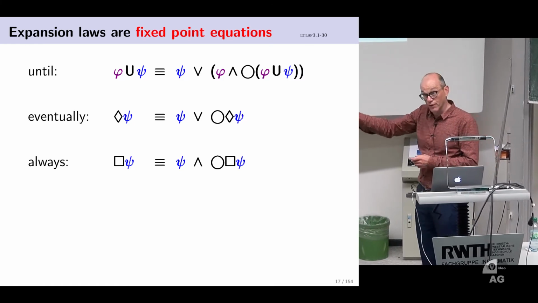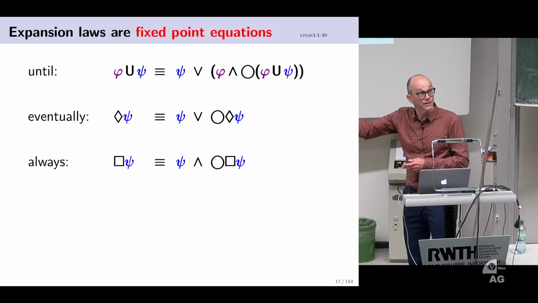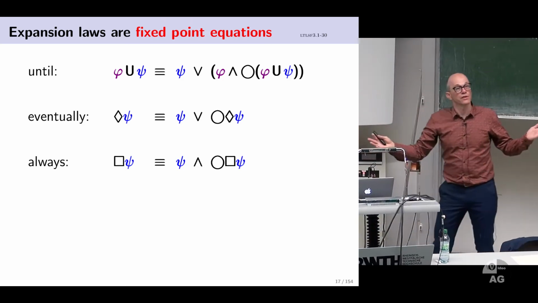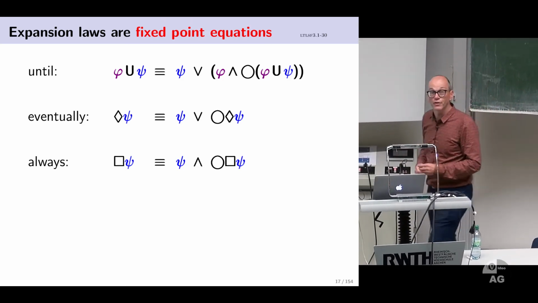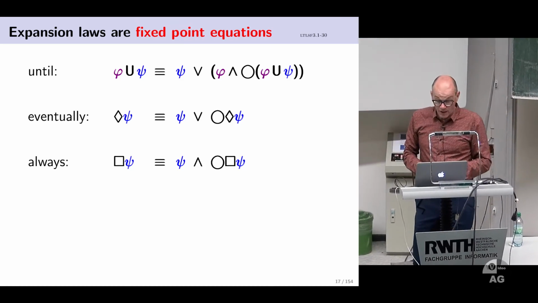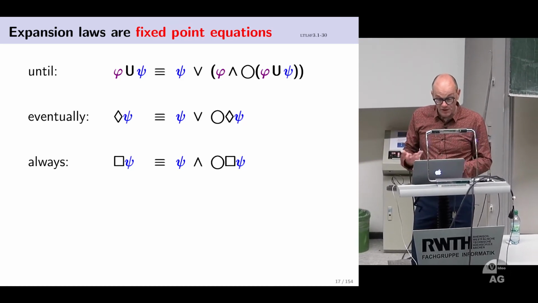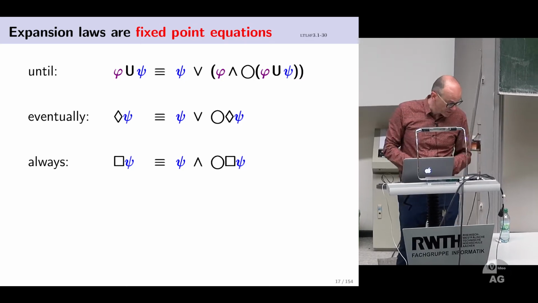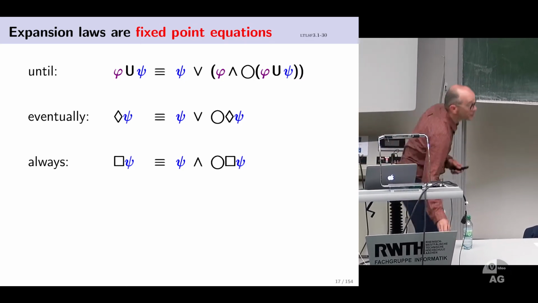You can apply the equivalence again and again and again, right? And then the question is, where does it stop? What is the interpretation, basically, of the eventually psi? And mathematically speaking, this means that these are actually fixed point equations. I explained last time what was a fixed point.